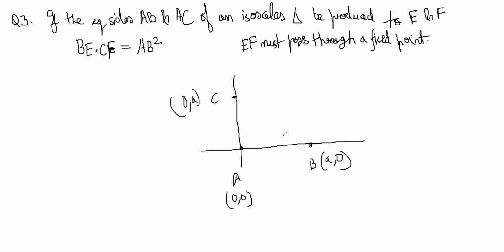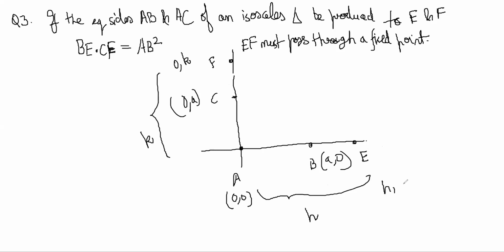Right, now which two sides are produced? AB is produced and AC is produced, to E and F, such that BE into CF is equal to AB square. So let's say AE, the total distance, is h. So basically the E point is h comma 0, right? And this total distance is, let's say, k. This point is 0 comma k, and this is h comma 0, right?